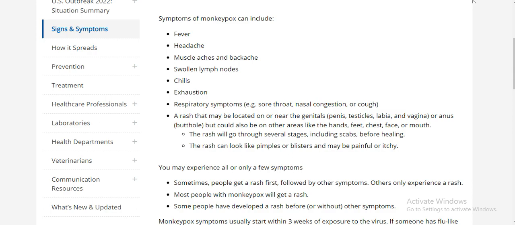The symptoms of monkeypox are fever, headache, muscle aches and backache, swollen lymph glands, chills, exhaustion, respiratory symptoms, and a rash. These are the most common symptoms. You may get other symptoms also. As soon as you find these symptoms, you need to go to the physician and get a checkup.